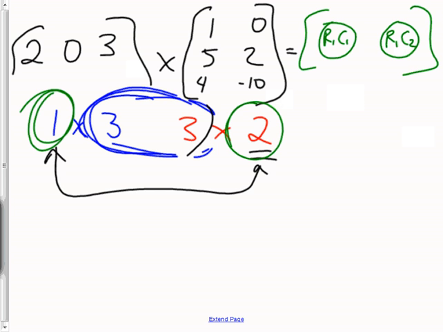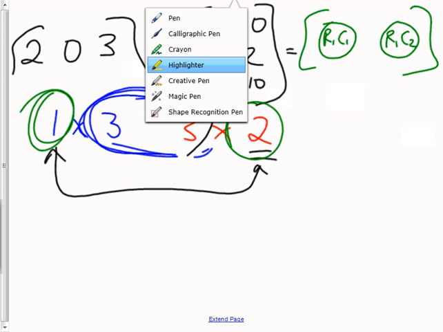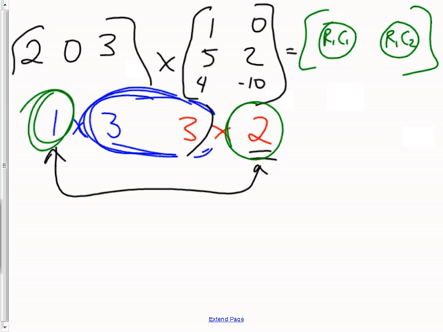So on this one, I'm going to use the pens again and go with row 1 and column 1. And once you get used to this, it's pretty quick. It's just 2 times 1, 0 times 5, 4 times 3. So what do you get? 14 is correct. Who had a 14 for that spot? Raise your hand if you did. All right, good. And the other spot, I'm moving this over a little bit. So I have 2 with 0, 0 with 2, and 3 times negative 10 makes negative 30. There's your answer matrix, 14, negative 30. Raise your hand if you had that one right.